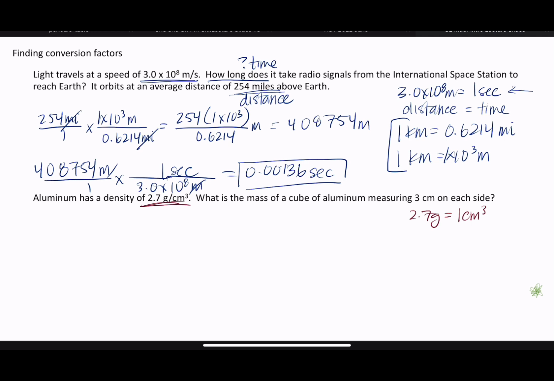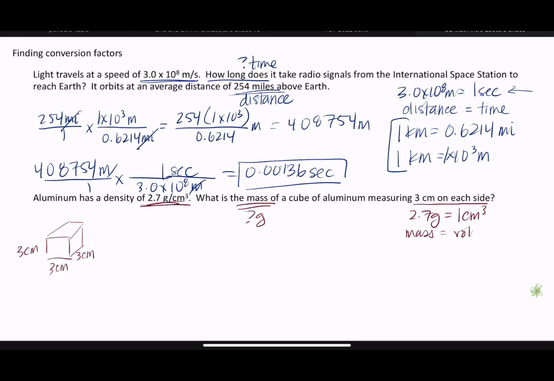Okay, so we have our relationship, 2.7 grams equals 1 centimeter cubed. This is a relationship between mass and volume, relating those two quantities. If we continue reading, it asks, what is the mass of a cube of aluminum measuring 3 centimeters on each side? So I have a cube of aluminum that measures 3 centimeters by 3 centimeters by 3 centimeters.